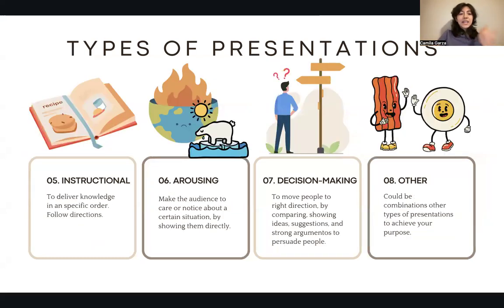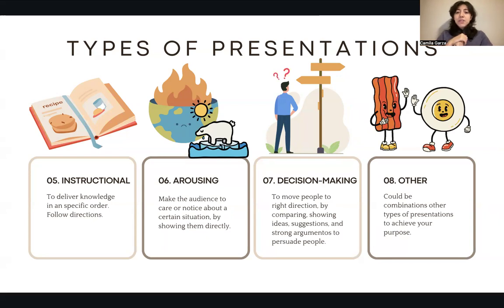Then we have the instructional, which is to deliver knowledge to people in a certain order so they can follow directions or steps. For example, a recipe cookbook. Then we have the arousing, which is to make the audience care or notice a certain problem or situation by showing it to them directly. For example, global warming, wars, and many others.